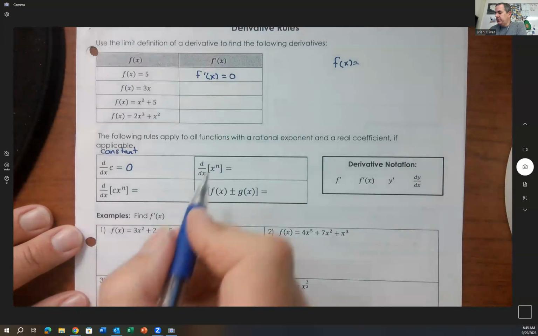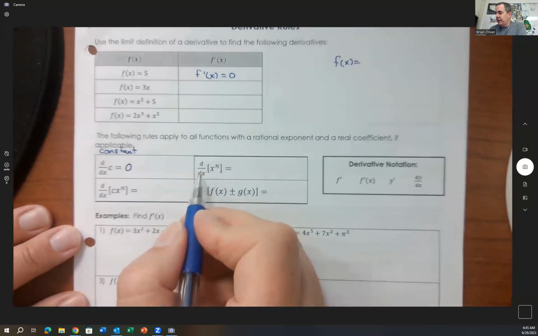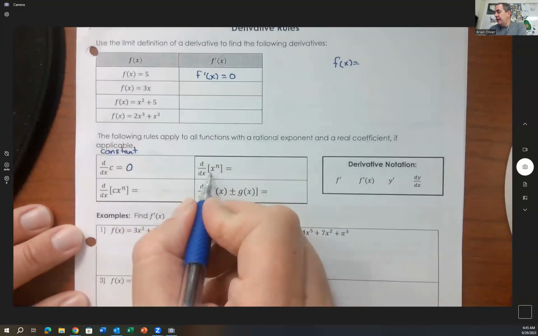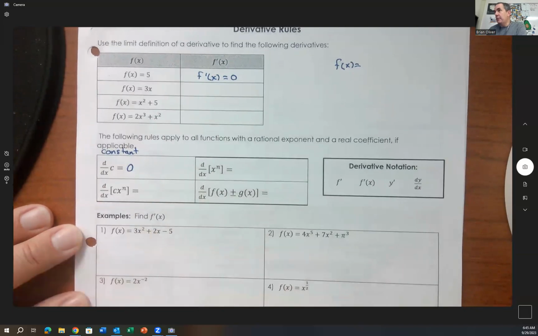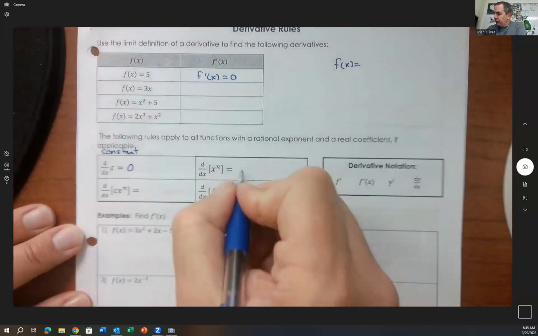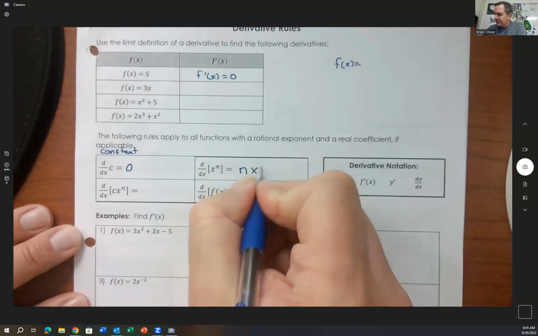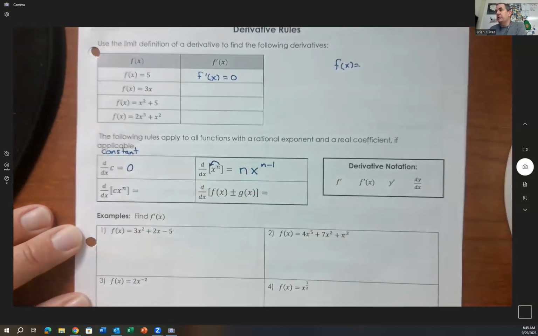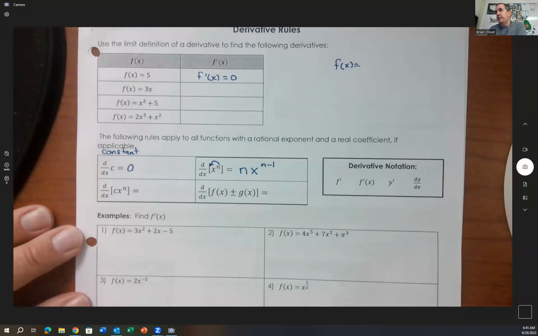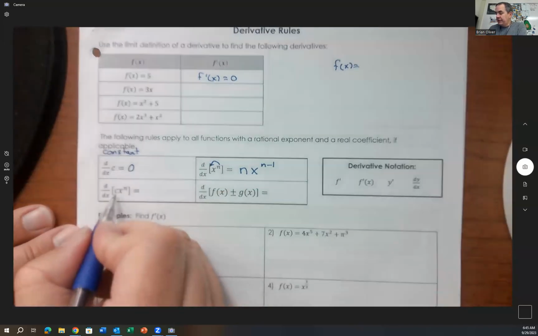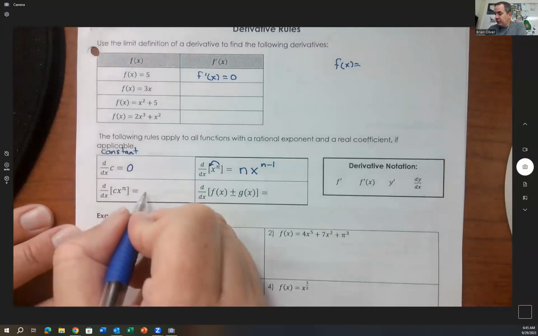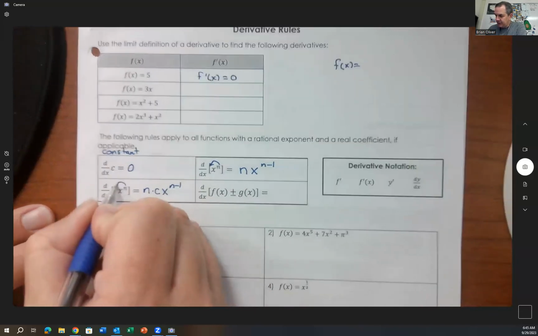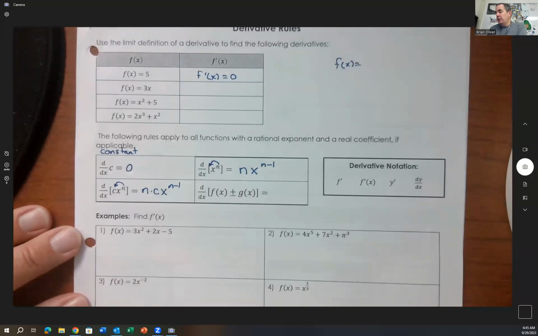Okay. And then we can actually take the derivative of a function with an x in it. If we're taking the derivative of x to the n, a variable raised to some numeric power, the derivative is going to be n times x to the n minus 1. In other words, we take the exponent, bring it up front as a coefficient, and drop the current exponent by 1. If there happens to be a constant in front, we do n times c x to the n minus 1. Again, the n comes up front, gets multiplied times the c, and we drop the exponent by 1.